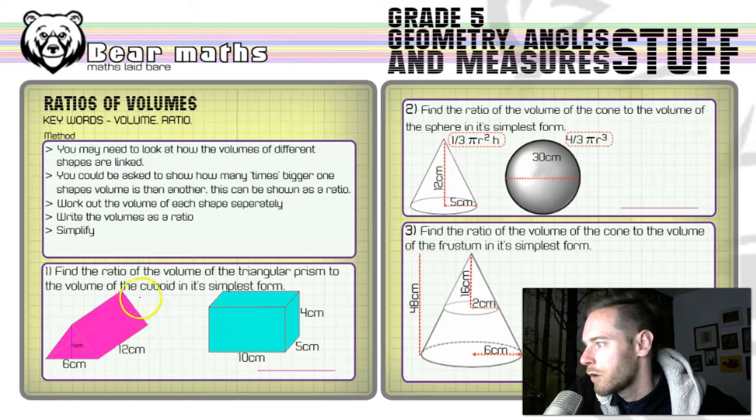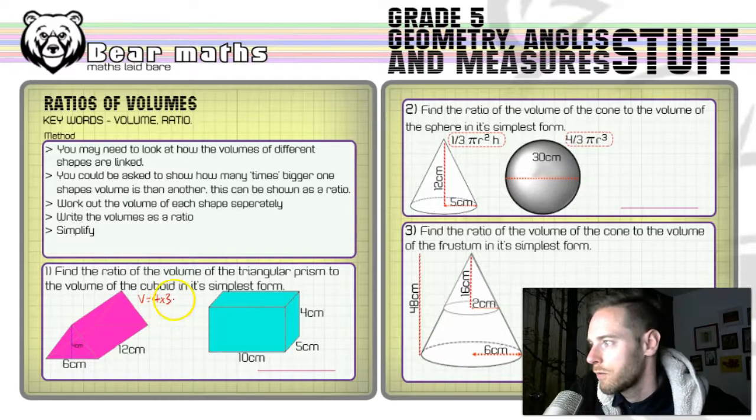Now the volume of the triangular prism, this pink shape, is 4 times by 3, because we half the base times by the height, so 4 times 3 times 12. It doesn't matter if you do 4 times 6 over 2 times 12, because that's the same thing. It's 4 times 3 times 12, that's going to be 12 times 12, and that is 144 centimeters cubed.